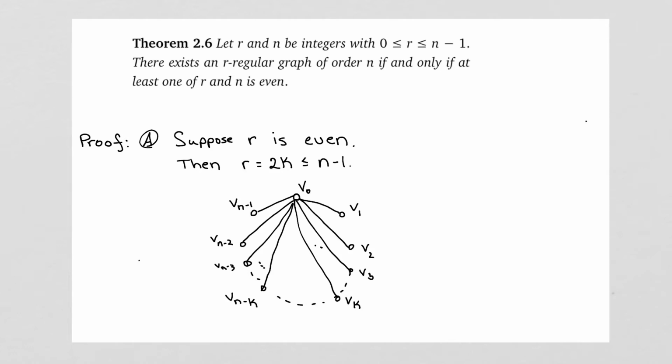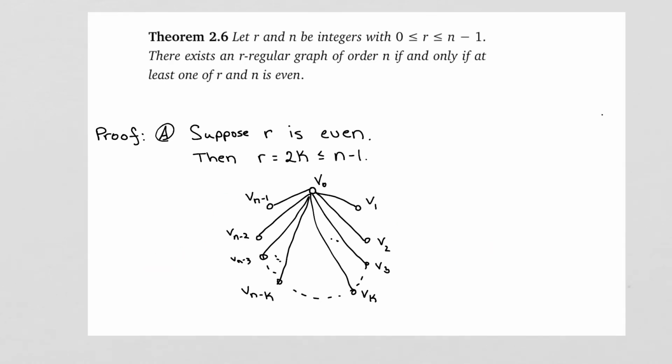So in total, I'm going to have k neighbors to v0 over here. And I'm also going to have k neighbors for v0 over here. So in total, I have 2k. So that's what I would do with v0. Now I'm just going to rotate and do that exact same thing with v1. I'm going to say that v1 is going to be adjacent to the next k vertices around the circle.